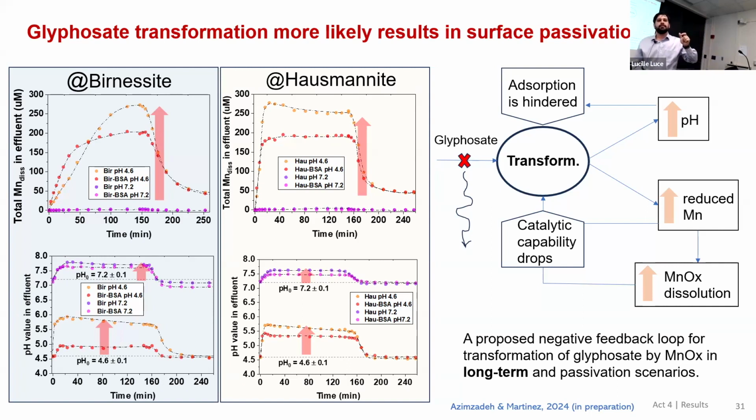Another thing: glyphosate can complex with manganese, reduce manganese, and cause a dissociation of the surface that we call ligand-promoted dissociation. Ligand-promoted dissociation decreases the catalytic capability of manganese oxide, and is another way to passivate the surface. So this is a negative feedback loop. In the long term, if you run this experiment, degradation of glyphosate is going to become less and less.